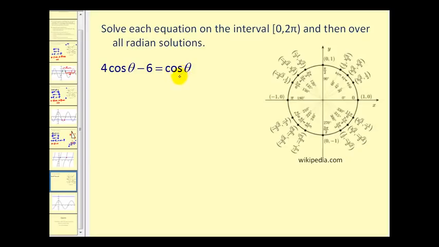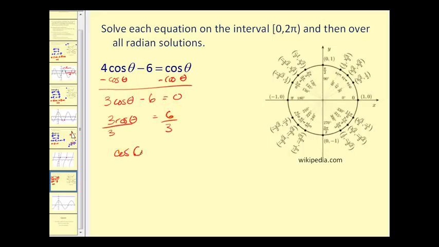Well, in order to solve this for cosine theta, we must get cosine theta on the same side. So we'll subtract cosine theta, add 6 to both sides, then divide by 3. Cosine theta equals 2. Remember, the range for cosine theta is actually the closed interval from -1 to +1. So cosine theta will never equal 2. Therefore, for this equation, we have no solution.